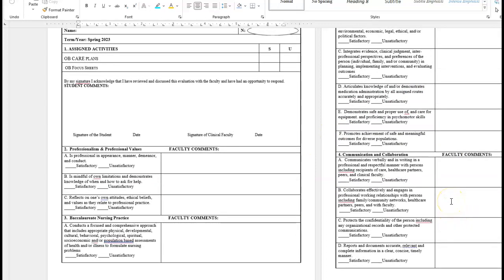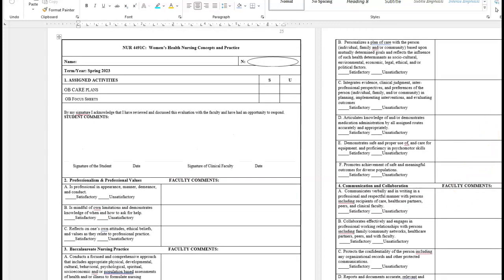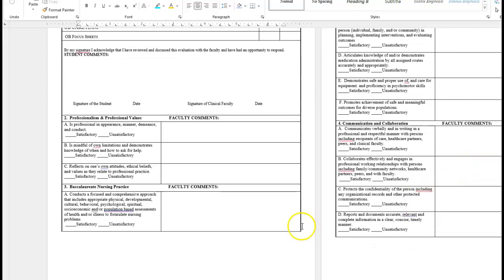You need to upload this the day that you finish clinical into the School of Nursing site that houses all of your clinical evaluations. If you do not sign it and your clinical person does not sign it, and this has to be a handwritten signature, it will be rejected from the people who manage the site. So please make sure that you sign it and you upload it so that you can move forward. Okay, that's all for that one.